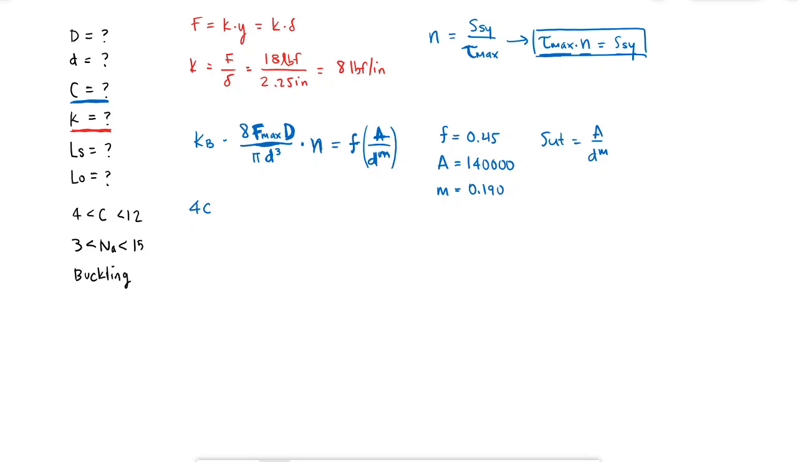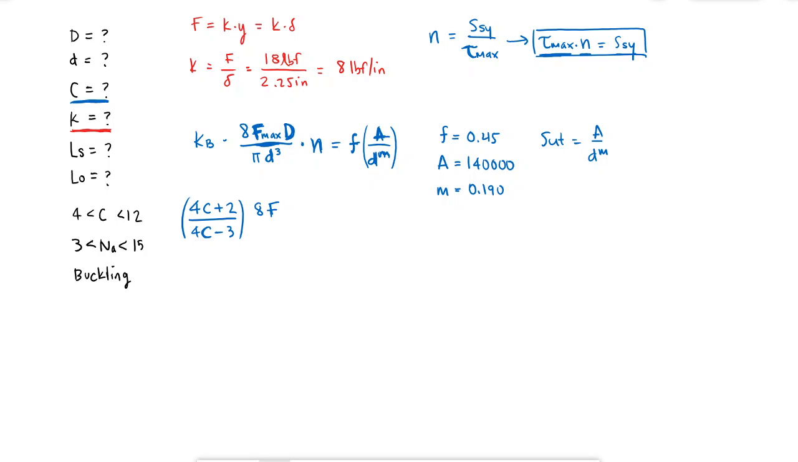Okay, so KB, now the one that we're using, you can use other, don't forget that, but the one that we're using for the correction factor is (4C plus 2) over (4C minus 3) times F, and I want to write this not in terms of D. I don't want to have D as a variable, but C, the spring index. And this is pretty common for all of the design problems.